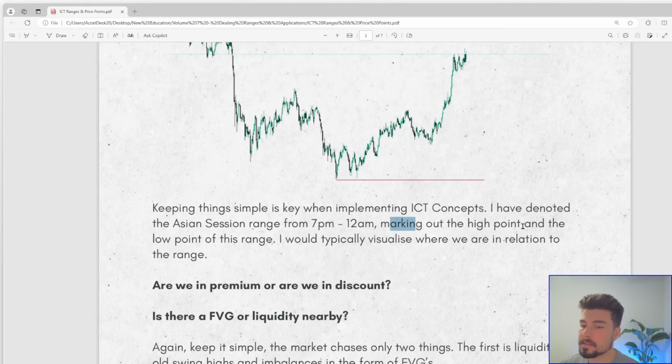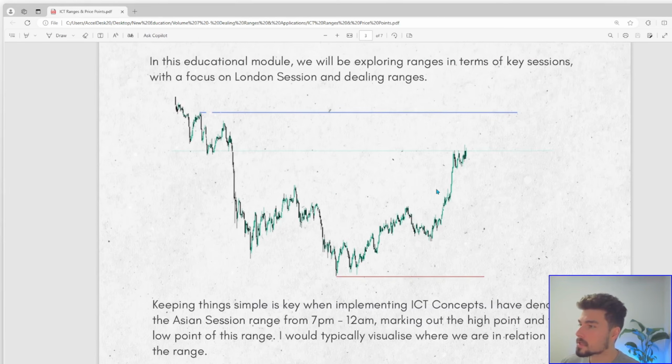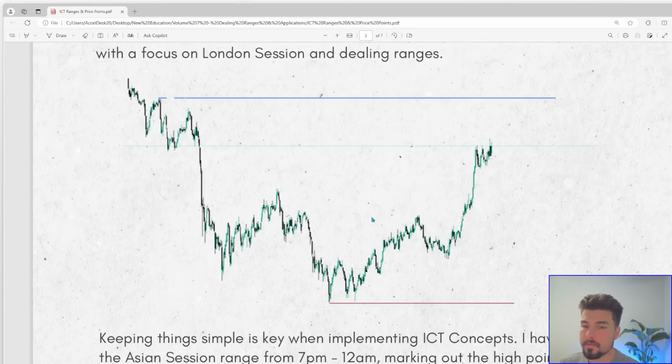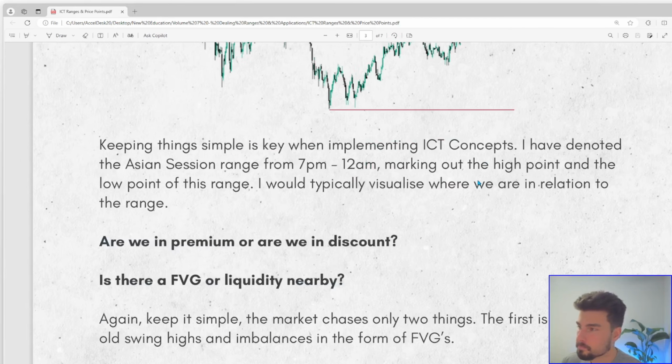Again, we've marked out the high point, we've marked out the low point, and I typically visualize where we are in that range. You guys would be able to see yourself, if you marked out, say, a halfway point here, we would be above the halfway point and we'd be more in the premium zone of price action, which is important.